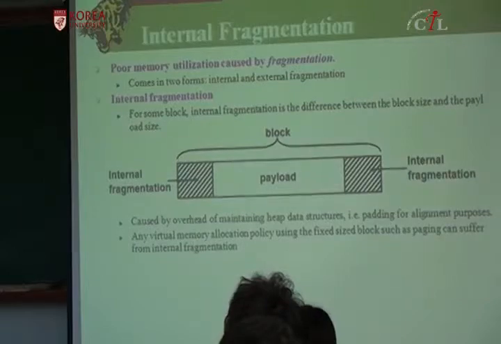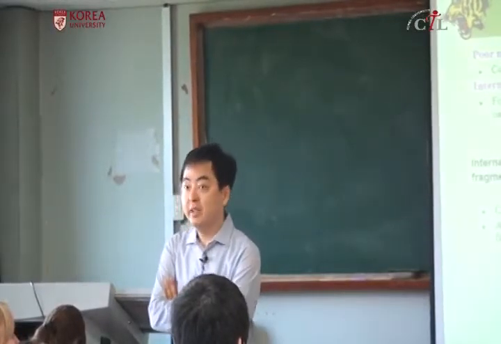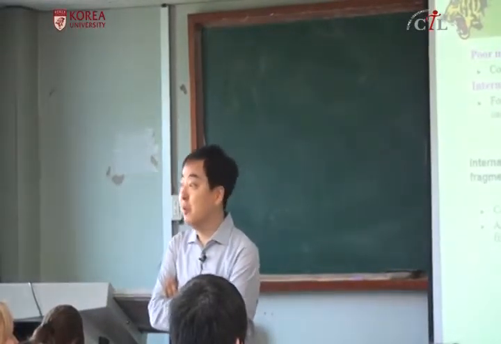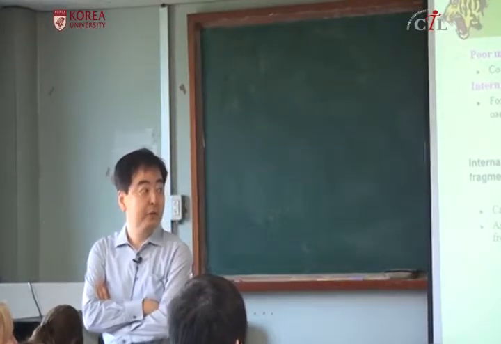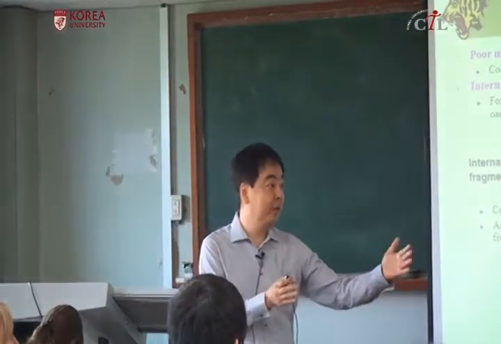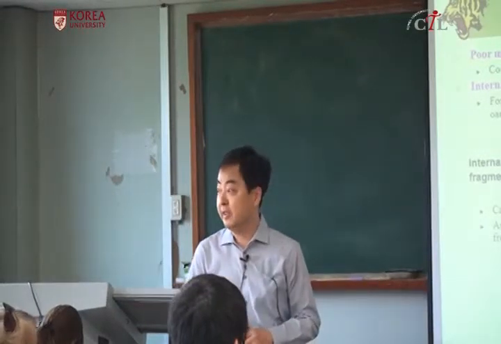Your program is, let's say, 7 kilobytes. Page size is 4 kilobytes. Then your program can fit in 2 pages, right? But in the second page, there is a 1 kilobyte fragmentation hole, right? Because you do not use the entire space. You use only 3 kilobytes out of 4 kilobytes. So that becomes the internal fragmentation. Okay?